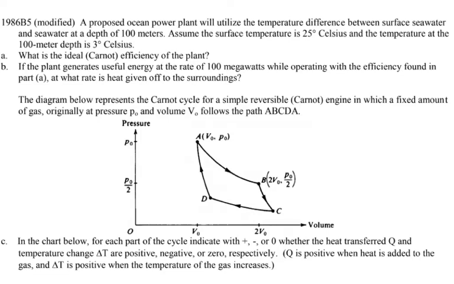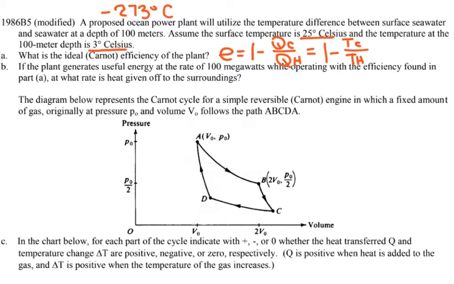So the efficiency formula is equal to 1 minus Q cold over Q hot, or 1 minus T cold over T hot. But you have to convert your temperature into Kelvin, and negative 273 degrees Celsius is equal to 0 Kelvin. They don't say degrees, 0 Kelvin.